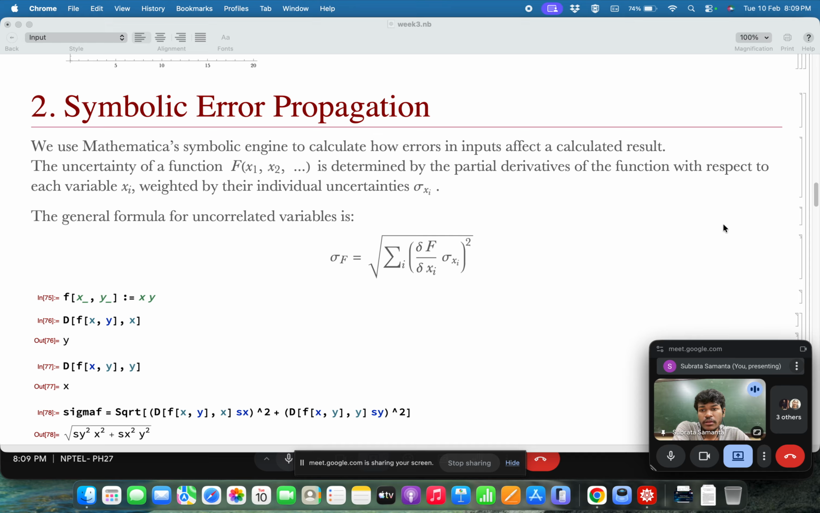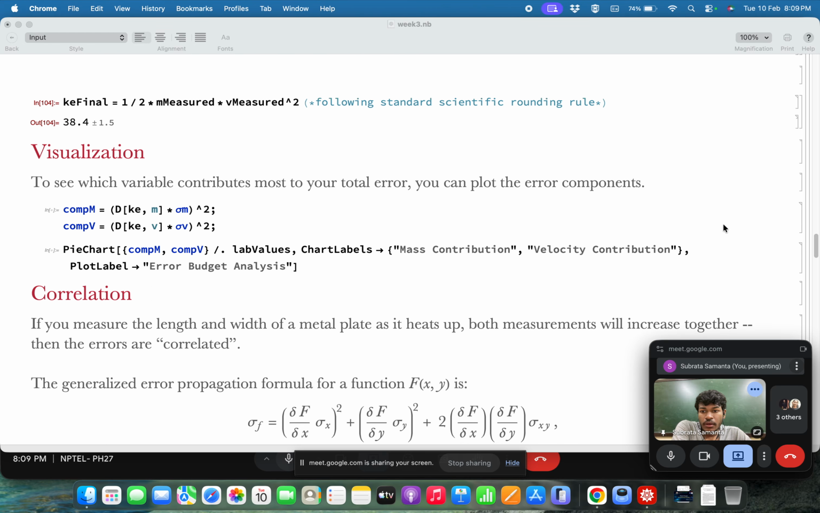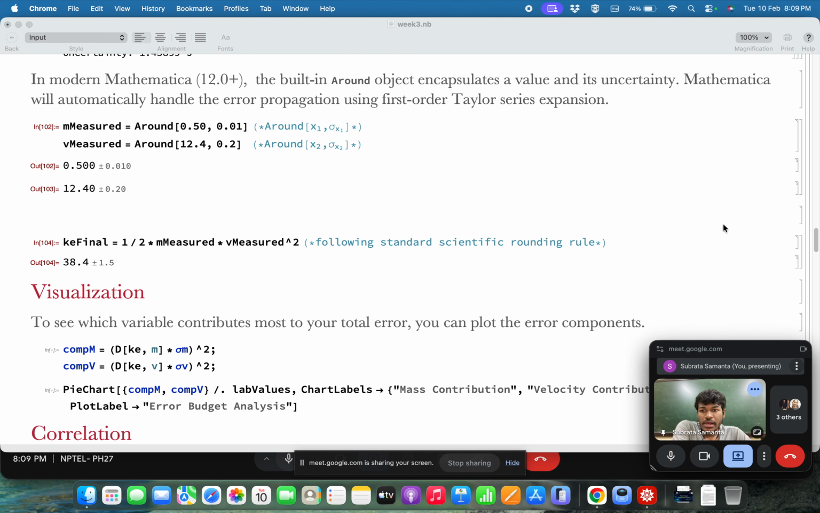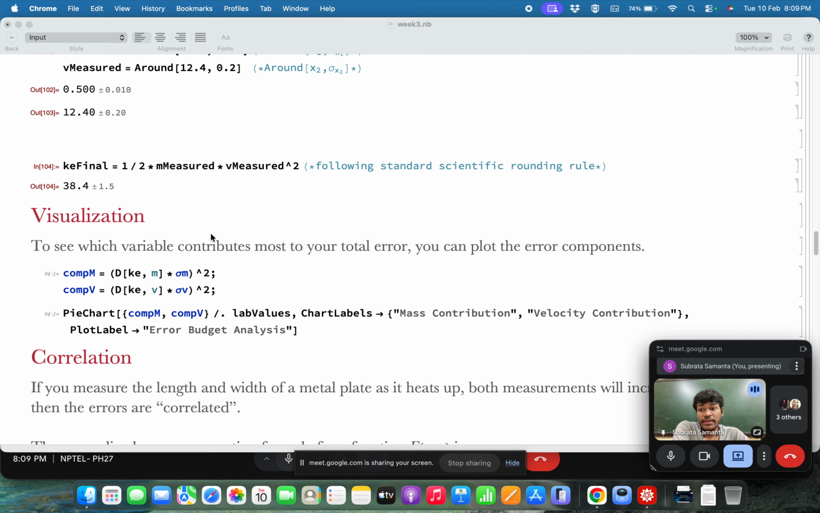Okay, so if not, then we will move forward. Yeah, so next I do some visualizations. Next, to see which variable contributes most to your total error, you can plot the error components.